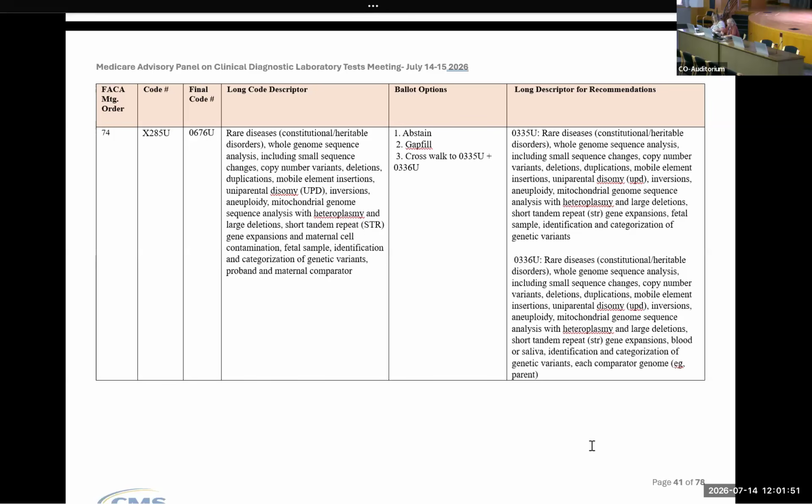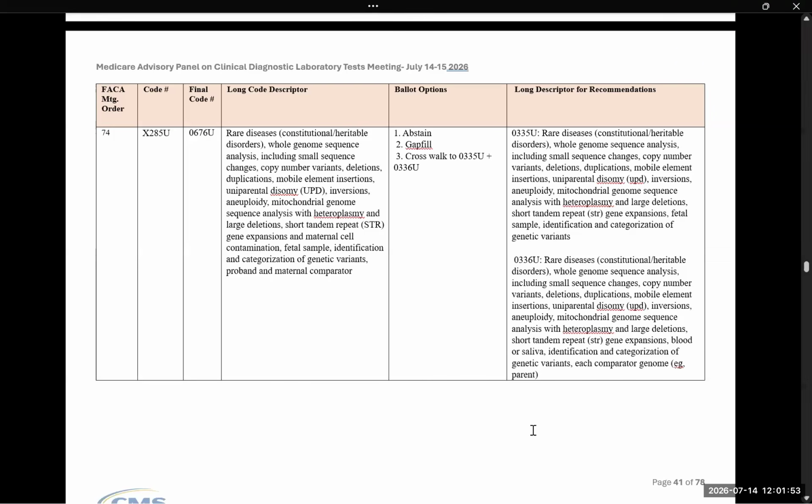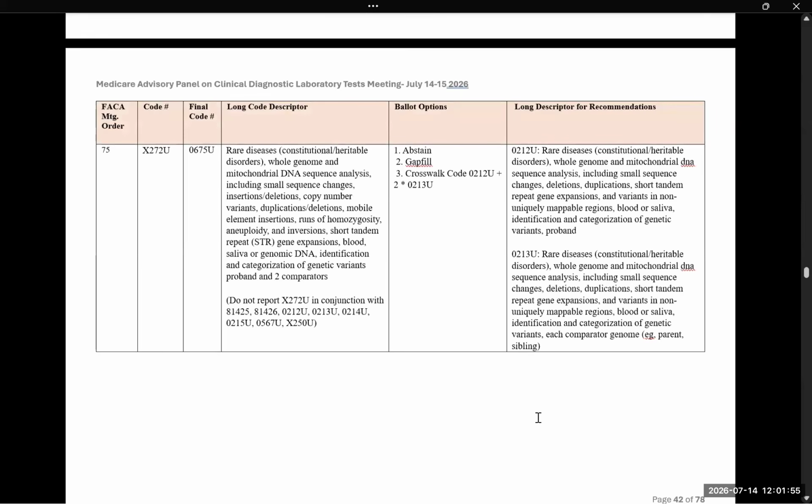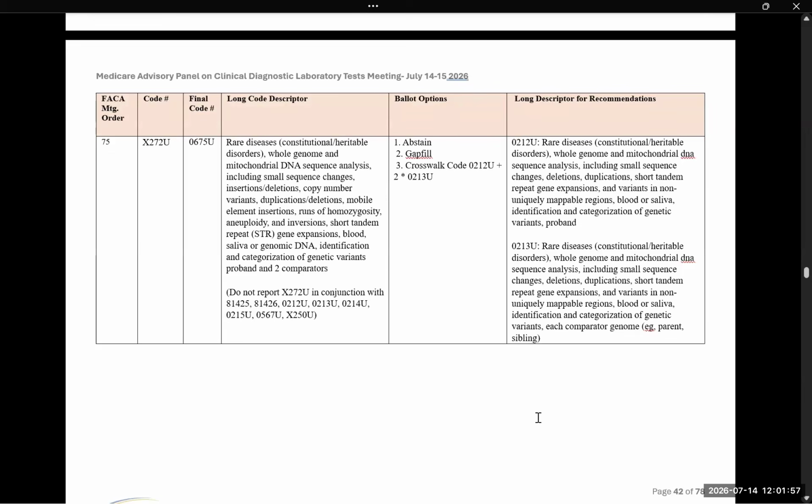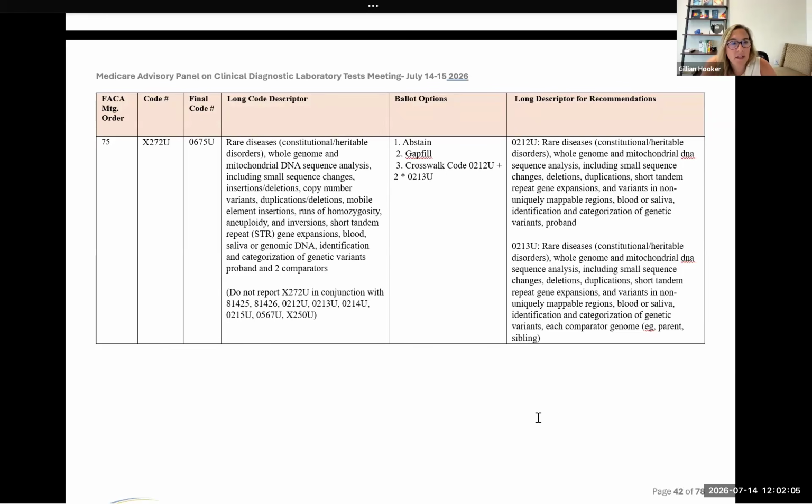Thank you. All right, so we've had some duos now. We'll talk about some trios. So we've got code number X272U with a final code number of 0675U. Yes. So in this case, 0675U is a whole genome and mitochondrial DNA sequence analysis. In this case, it is a proband plus 2 comparators.